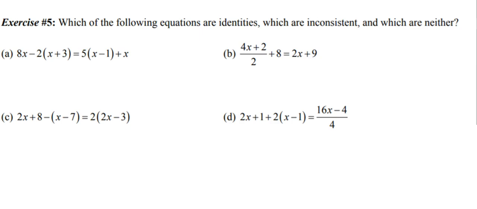Here, all we're doing is you need to go through and determine which of the following equations are identities, which are inconsistent, and which are neither. Remember, if it's a number equals the same number, or equals itself, it's an identity. If it's a number that equals another one, it's inconsistent. If it has a solution, it's neither.